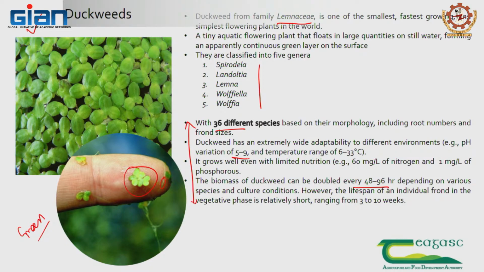They work on a range of pH 5 to 9. That means you can grow them even in the wastewater of a dairy plant, because their pH is lower, or in alkaline condition, or on a neutral pH. So, this is very similar to what the conditions would be for any other plant to grow. 6 to 33 degrees Celsius, that again depends upon what species we are growing.